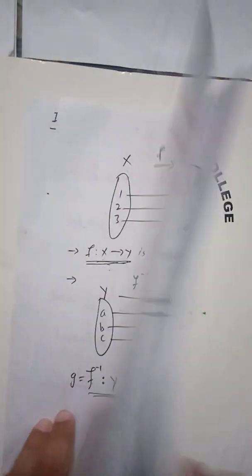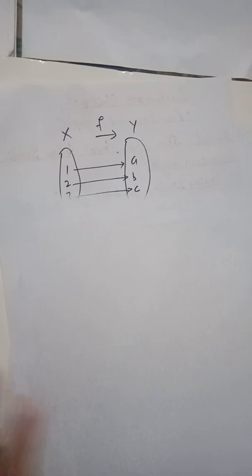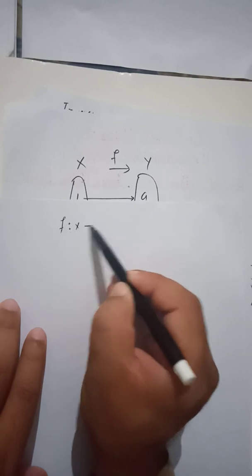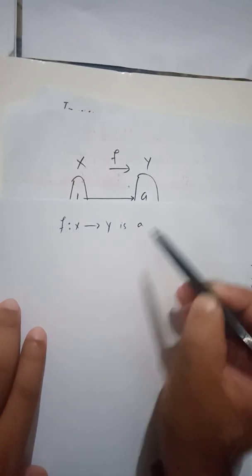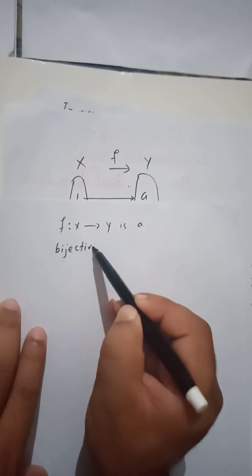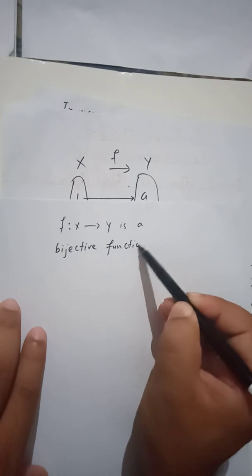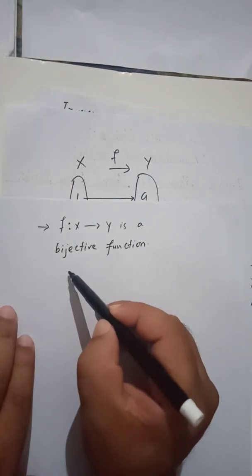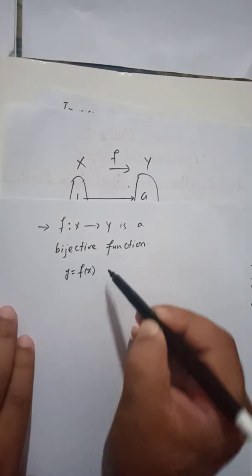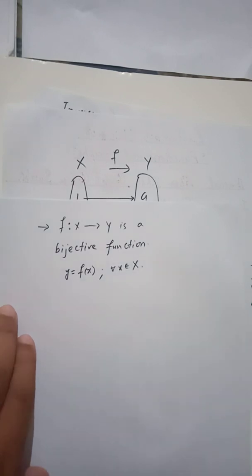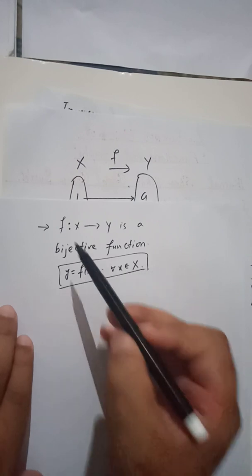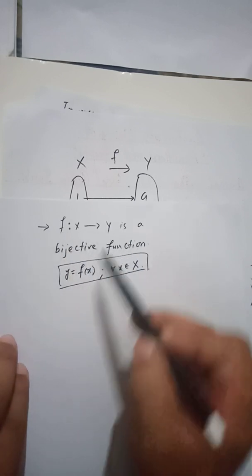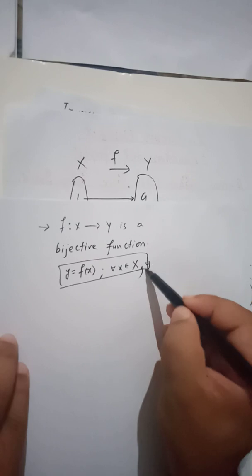Okay, so I am writing it in compact form. Let's say f from X to Y is a bijective function. Now if it is a bijective function, then y will be equal to f of x for all x belonging to capital X. This means when you take a value from the set X and give it to the function, you will get a value that will be in the set Y. You may write it here.